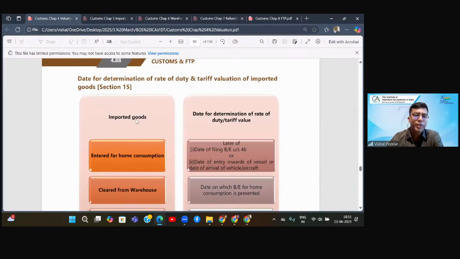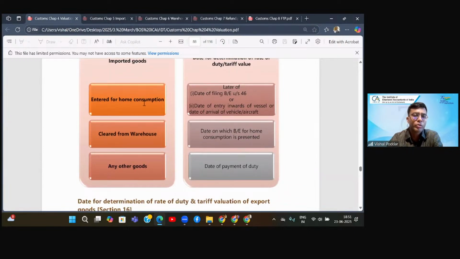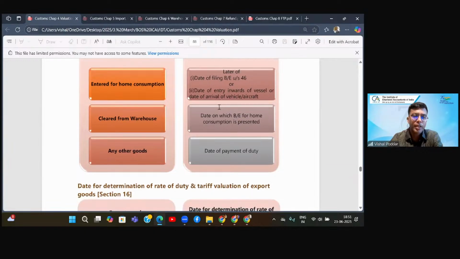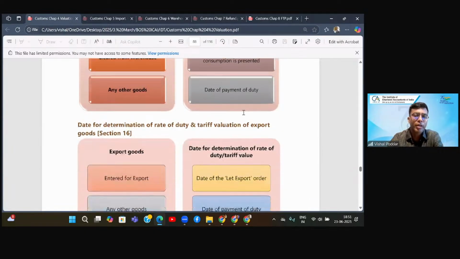This is section 15, relevant date for determination of rate. I was mentioning this at the start. So this we studied even in the previous chapter. So what is the relevant date for determining the tariff value and the rate of duty? In case of imported goods, it is where the goods are entered for home consumption. It is the later of these two dates, bill of entry, entry inwards date. In case of warehouse goods, it is the ex-bond bill of entry. And in case of other goods, it is the date of payment.